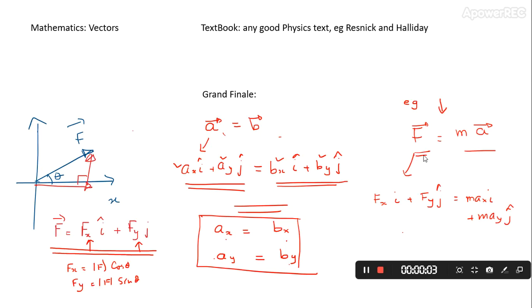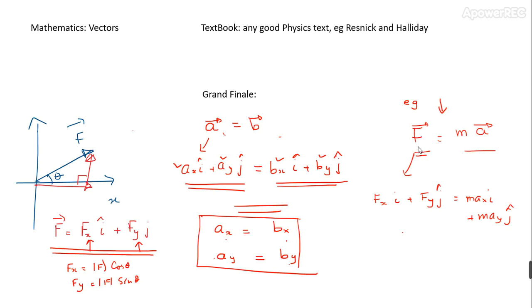Right. So we were discussing if two vectors are equal. Now the example is if the vector on the left hand side is equal to the vector on the right hand side. In our physics problems, this is true because of Newton's second law. So Newton's second law is actually a vector equation. So the force, a vector, is equal to mass times acceleration, which is also a vector.